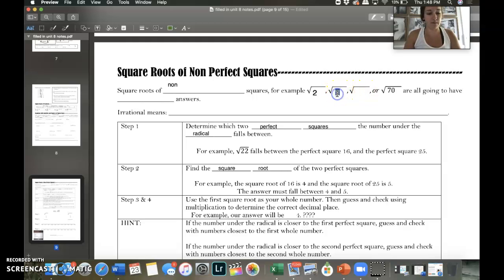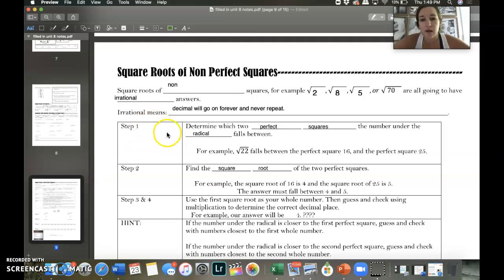So let's say maybe 8. The square root of 50. Or 5, sure. 70 are all going to have irrational answers, meaning the decimal will go on forever and never repeat. So we could spend the rest of our lives trying to figure out the answer to the square root of 20 and never get there.